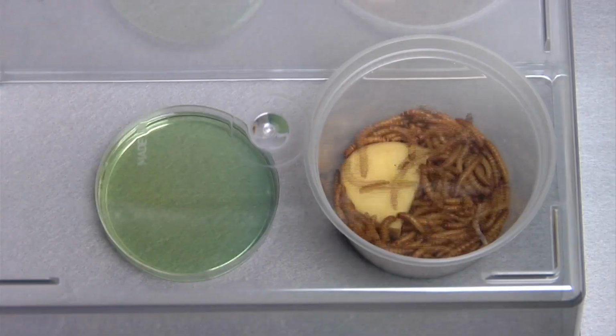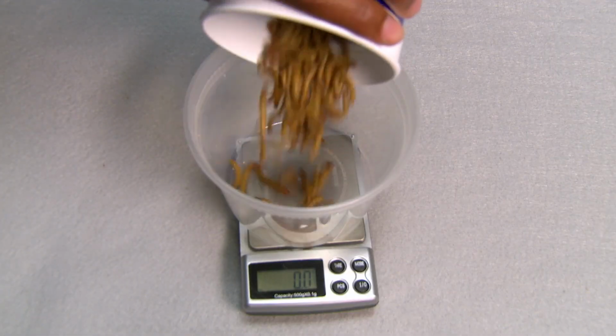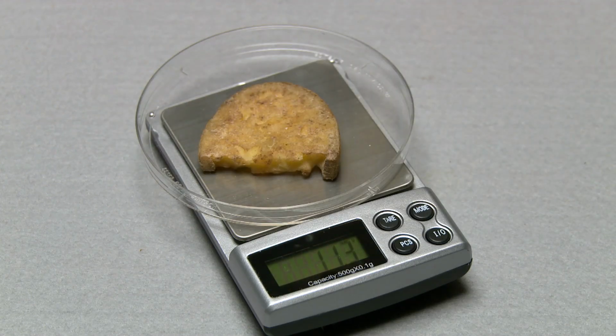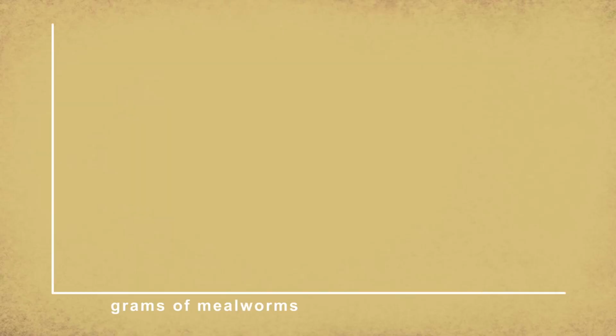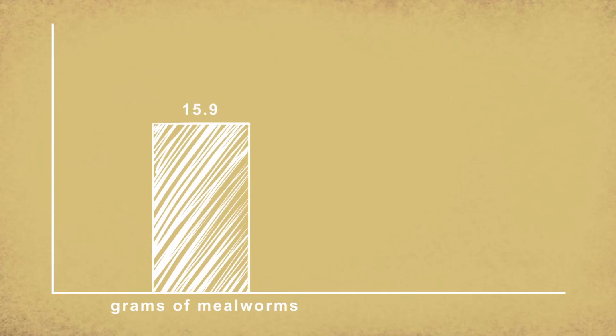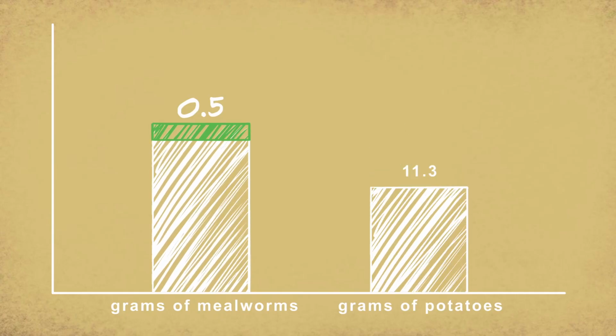Okay, time to weigh everything now that the feasting has ended. And here are our mass changes. We started with 15.4 grams of mealworms, and now we're up to 15.9 grams. That's a gain of 0.5 grams. And the potato went down from 12.5 to 11.3 grams. That's a loss of 1.2 grams.